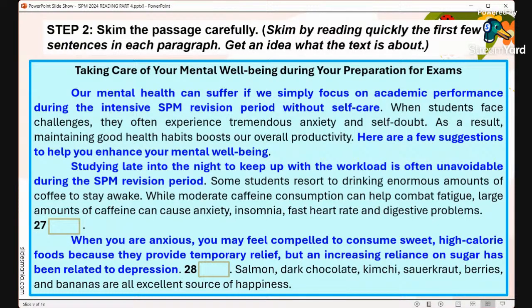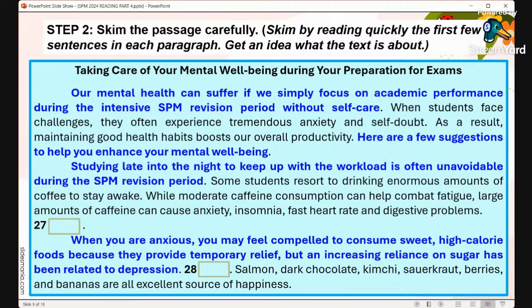So the third paragraph: when you are anxious, you may feel compelled to consume sweet, high-calorie foods because you want the temporary relief. But there is an effect. An increasing reliance on sugar has been related to depression. I did not underline the last one because that would be like underlining the whole paragraph. So sometimes I pick and choose which one I need more.